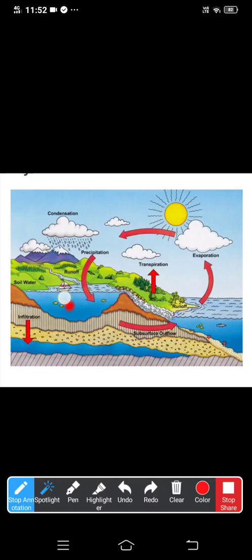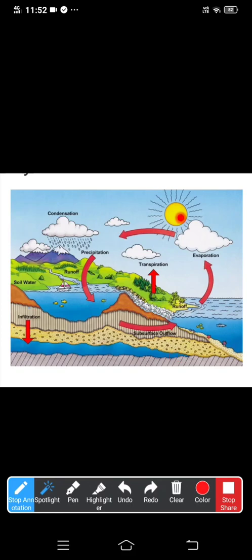So, small streams will be joining the bigger rivers, and they will be going and joining the oceans and seas. Much of the water will be deposited in ponds, lakes, and rivers. Much of the water is present in the underground water.